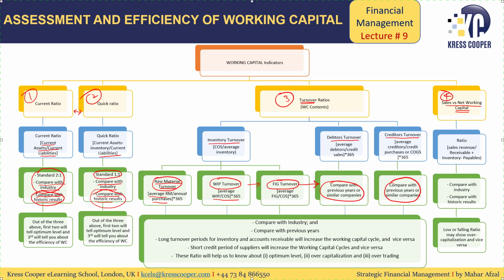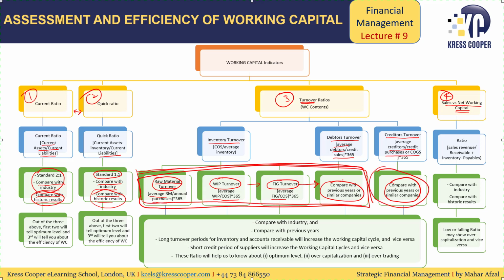Finished goods turnover is equal to average finished goods divided by cost of sales into 365. Debtors turnover is equal to average debtors divided by credit sales into 365. Creditor turnover is equal to average creditors divided by credit purchases or cost of goods sold into 365. We have already discussed the sum of these four turnover periods. Whenever we deduct creditor turnover period out of this, it will give me the working capital cycle.